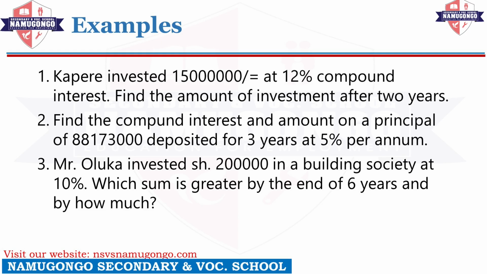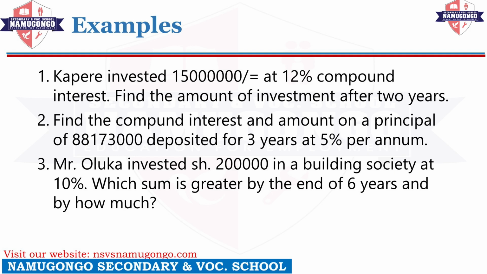They are saying which sum is greater by the end of 6 years. So there, they want us to find the amount that Mr. Oluka will have after investing this money in a building society for 6 years. And then they are saying by how much? Definitely it is the interest. We shall get that amount minus what he invested. So we subtract the principal from the amount.